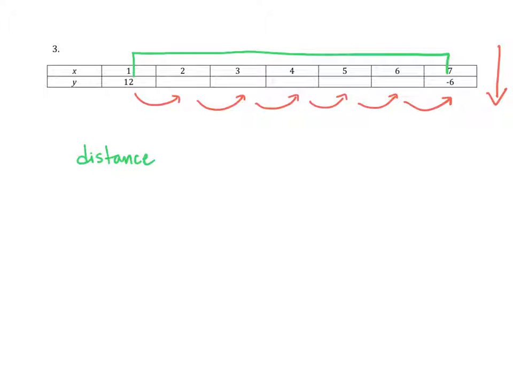Hopefully, you said, let's subtract. So let's subtract it. Let's find the distance. So 12 minus negative 6. And then remember, we have two negatives right there. And two negatives always make a positive. So that's going to be 12 plus 6, which is in fact 18. So the distance between 12 and negative 6 is a whopping 18.